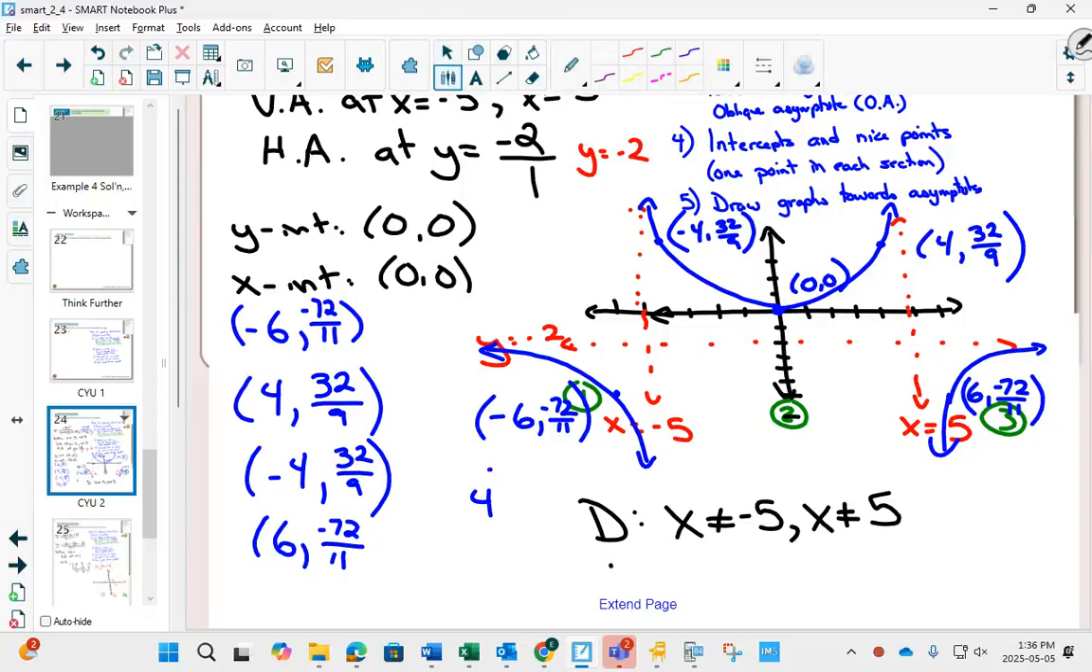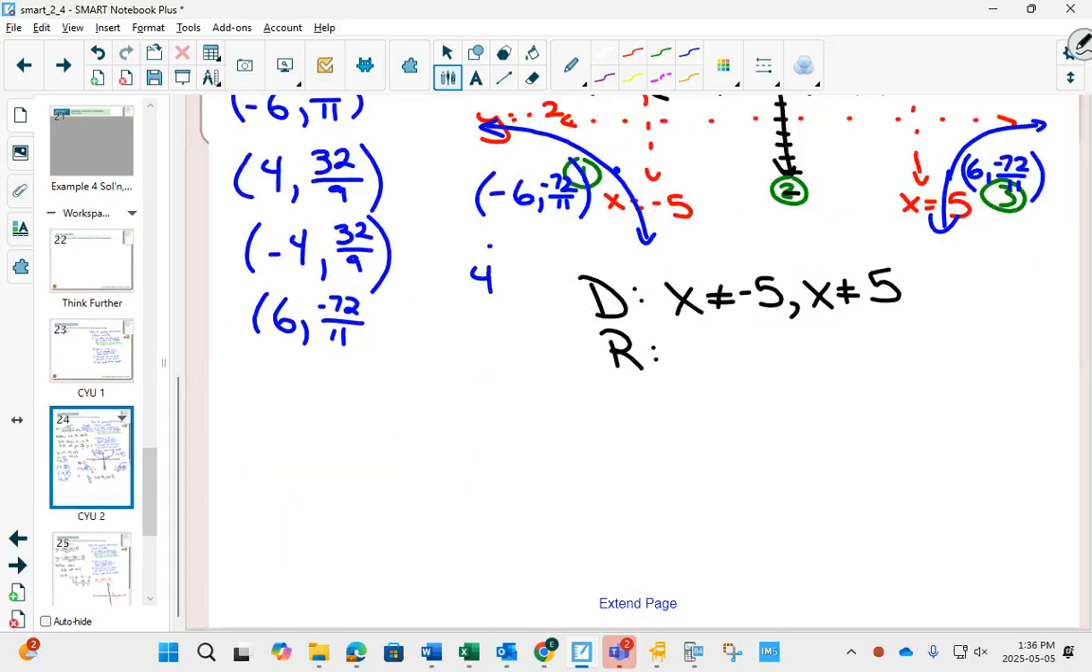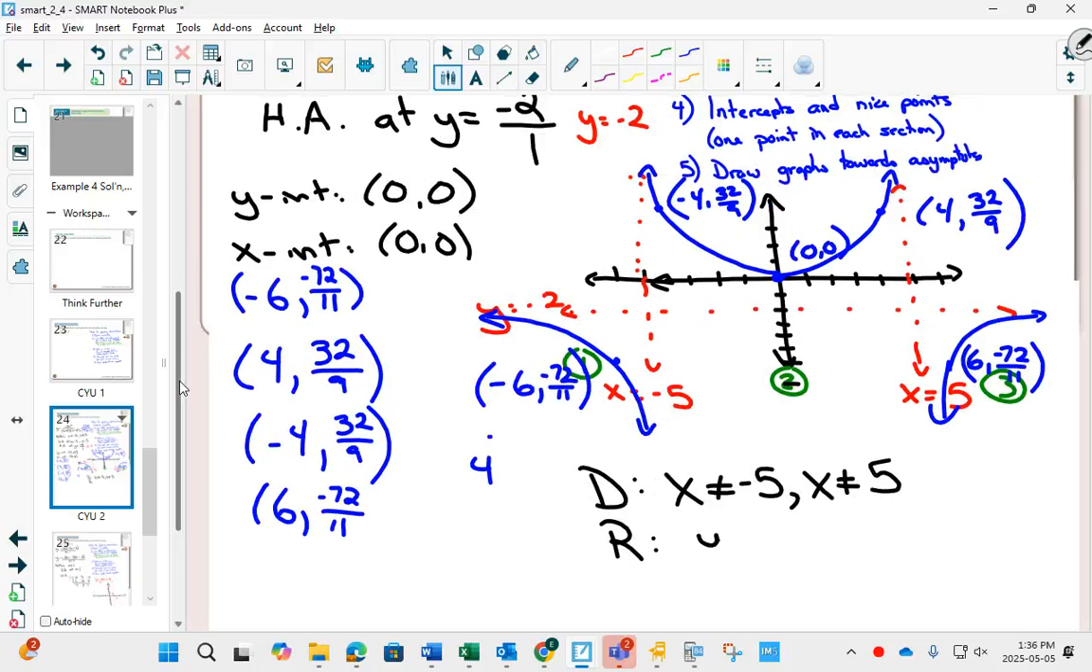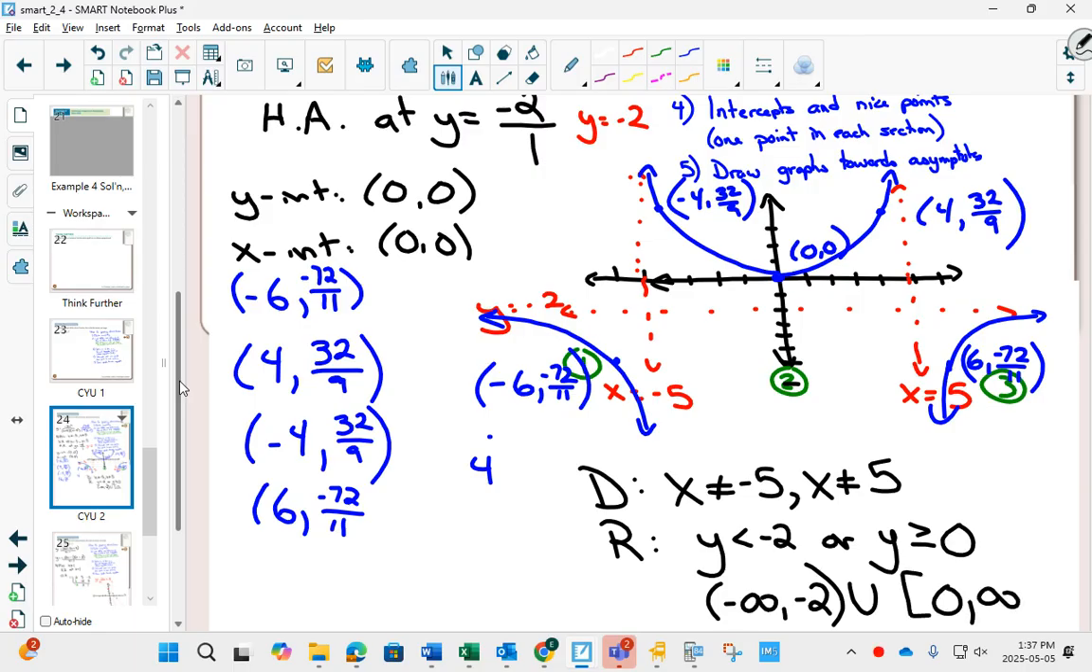Just for fun, this range is kind of complicated. In one notation, you could write it like this: the y values are less than negative 2, or the y values are greater than or equal to 0. So you could write this as negative infinity to negative 2 with a round bracket, and then a square bracket with 0 to infinity. So that's kind of different. There's no values between negative 2 and 0.